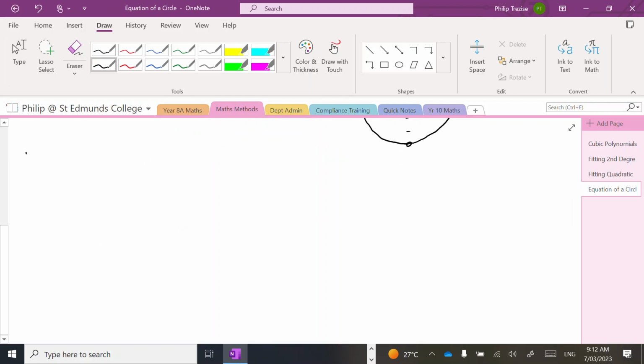Let's try something a bit more interesting. Sometimes we get given questions that are expanded out rather than factorised. So we might have x squared plus y squared minus 6x plus 4y plus 9 equals 0. Now it's not obvious at all what's going to happen.